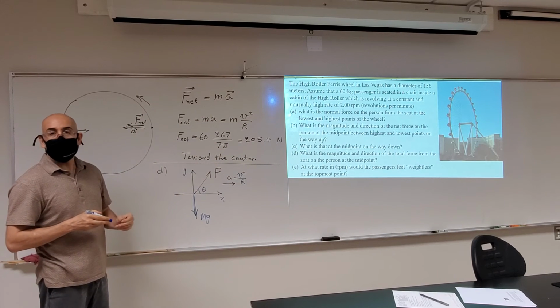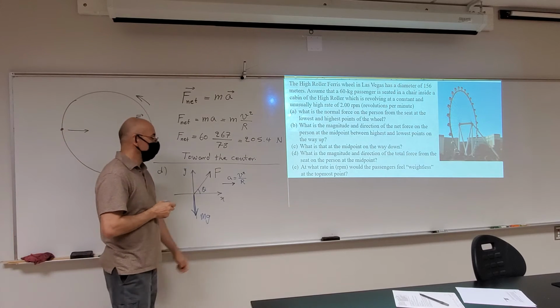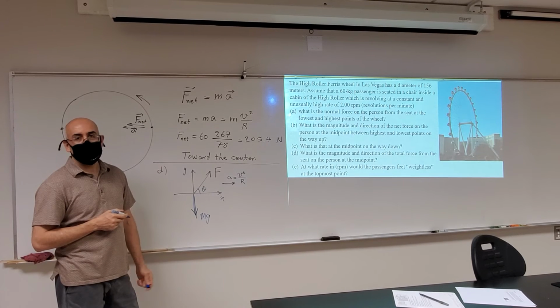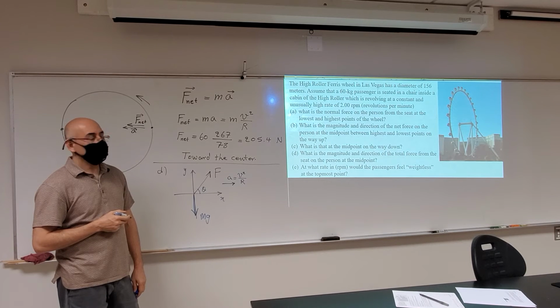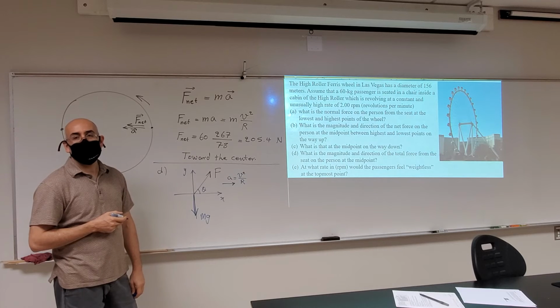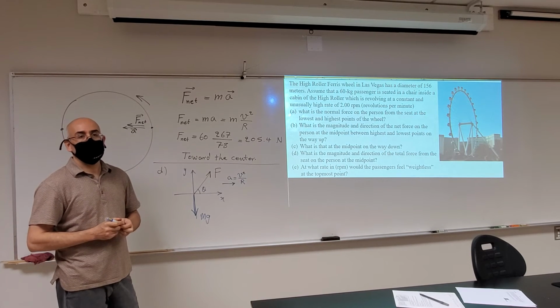So that's F, the force of the chair. The total force from the chair is F. We don't know which direction it is, and we don't know which magnitude it is. And there's mg. There's nothing else in contact with the person, right?